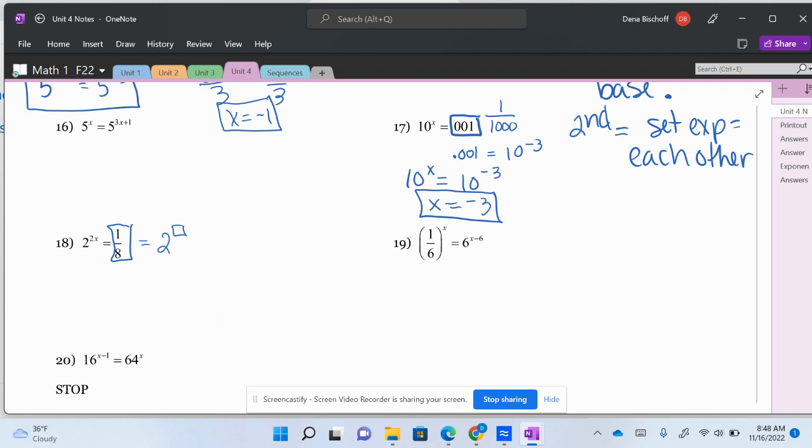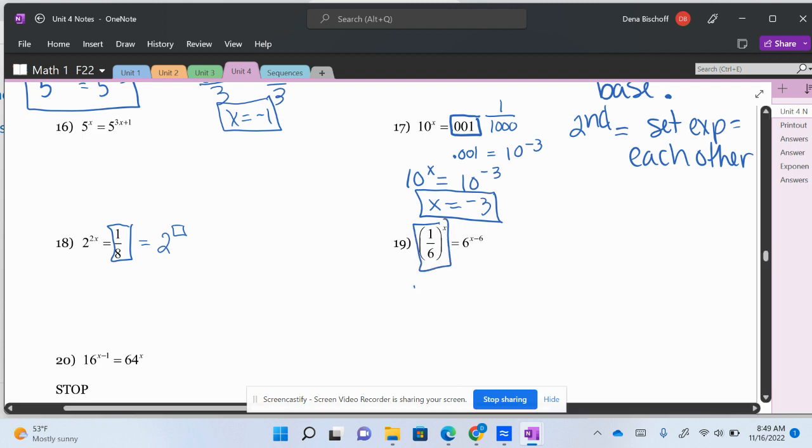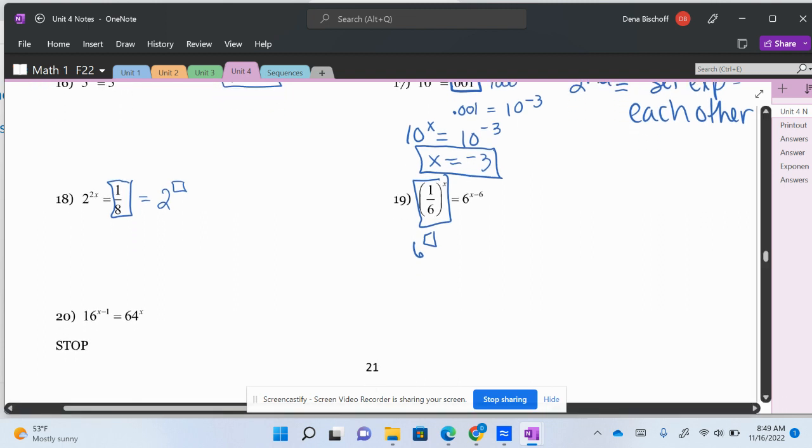Lorelai? 18 is one of the questions you have to do, yes. It's posted in Canvas, but yes, I'm just trying to tell you how to do it. For number 19, you're going to do number 19 as well. You're going to have to write this as a power of 6 to solve it. Okay? I'm going to do number 20 with you.